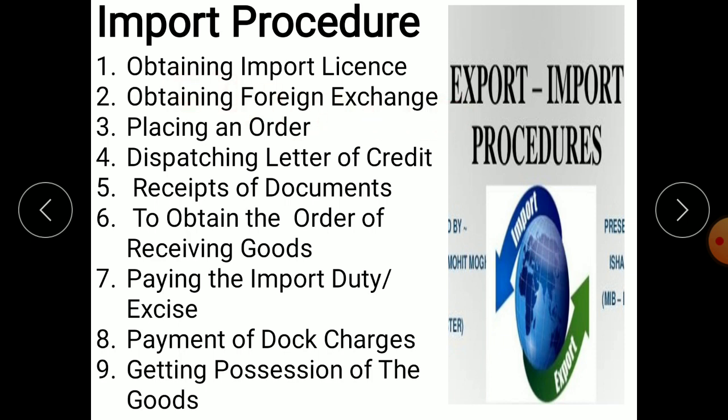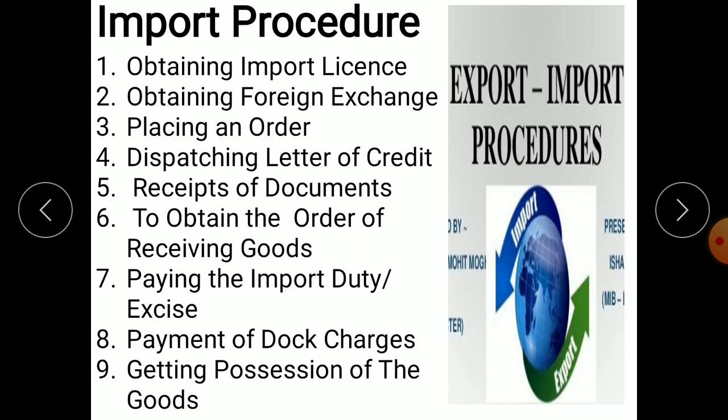Then obtaining foreign exchange. When goods are to be imported from a foreign country, the payment has to be made in foreign currency or exchange. The Reserve Bank of India has control over foreign exchange. First, an application is to be sent to the bank permitted by the government for foreign exchange trade before applying to the Reserve Bank of India. The bank makes an endorsement on the application form of the importer on the basis of import license. Then the Reserve Bank sanctions the foreign exchange. In the application form, how much foreign currency is required and of which country is to be shown in US dollars.